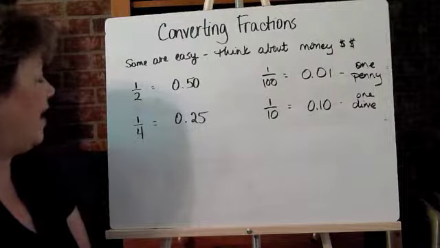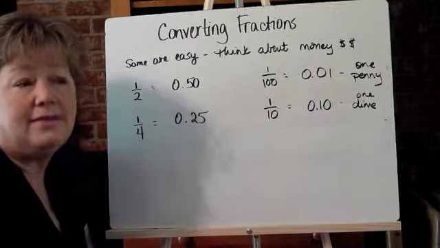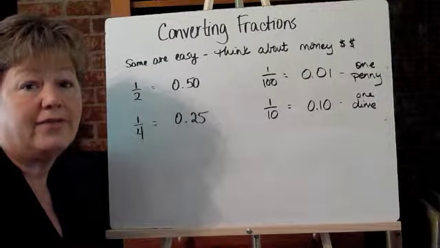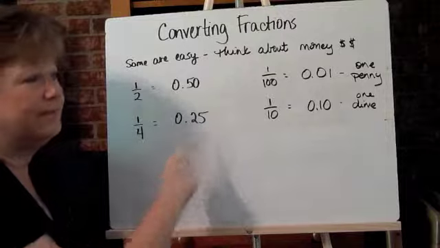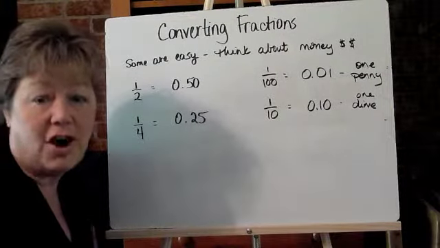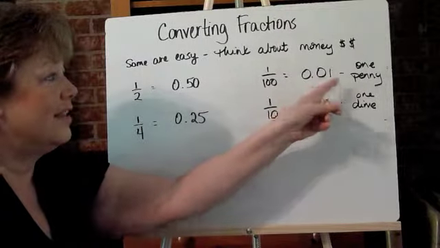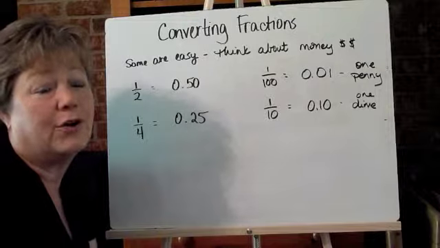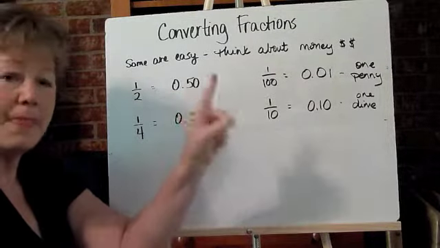And if I have a fourth of a dollar, how many quarters do I have? I have 1 quarter, 25 cents. If I have 1/100th of a dollar, that's just 1 penny. There are 100 pennies in a dollar. So if I have one of those, I have 1 penny.